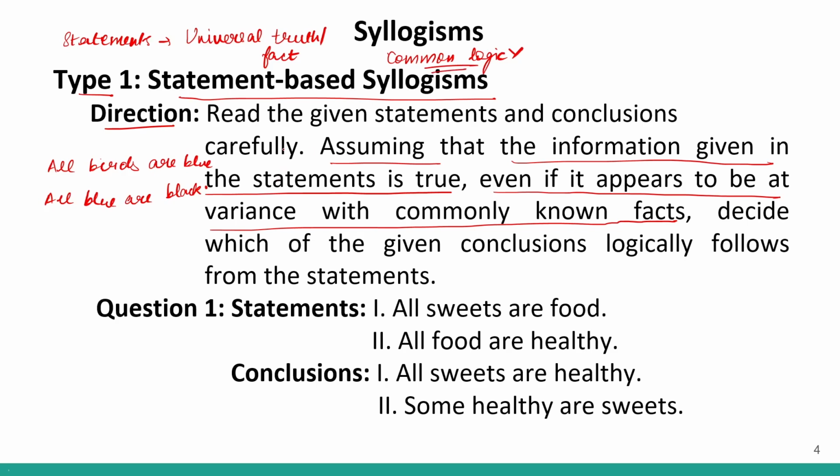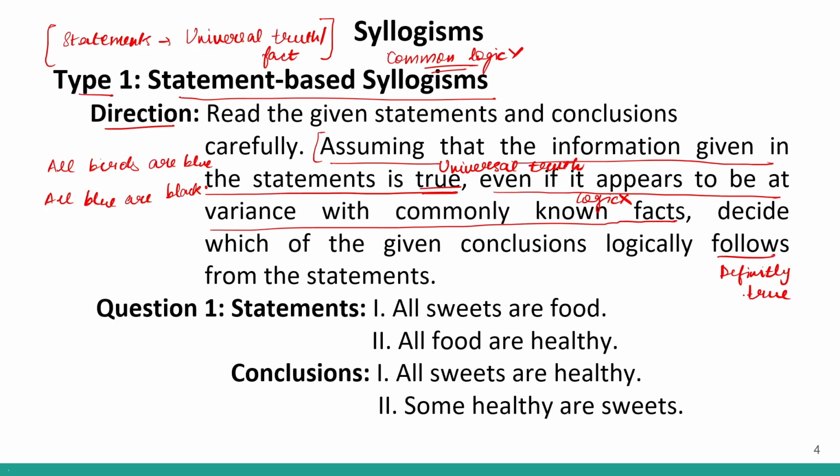But for the sake of the question, we have to assume them to be the universal truth or the universal fact. So when you see a line like this, that assuming that the information given in the statement is true, it basically means that we have to consider them to be the universal truth or the universal fact, even if it appears to be at variance with commonly known facts. That means even if it appears to be logically flawed, even then we have to consider them to be universally true. And then we have to decide which of the following given conclusions logically follows. Logically follows means which of the following conclusions are definitely true.